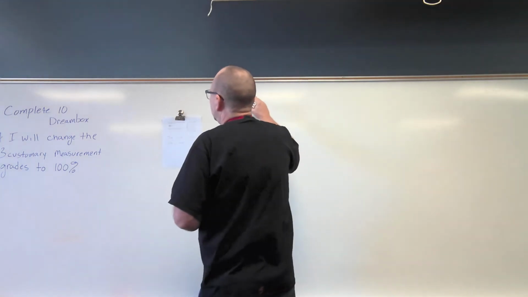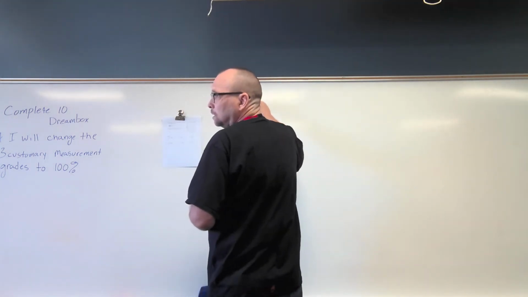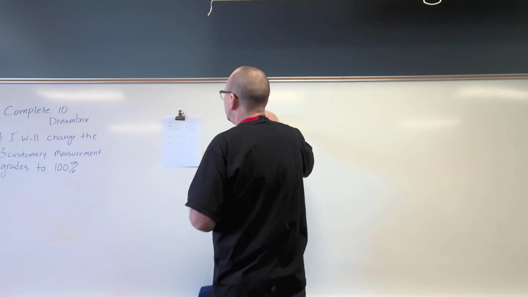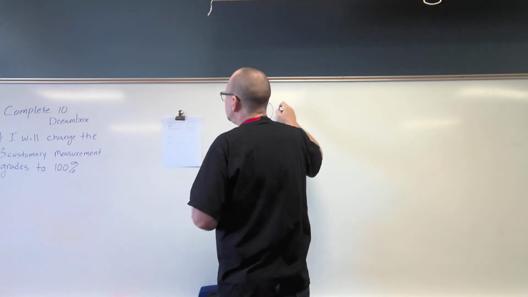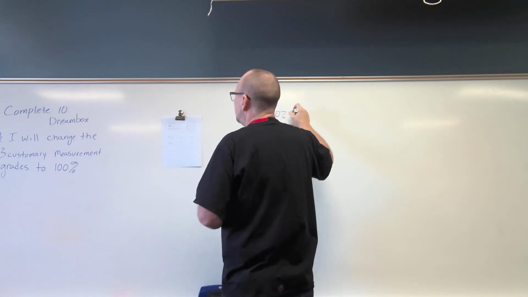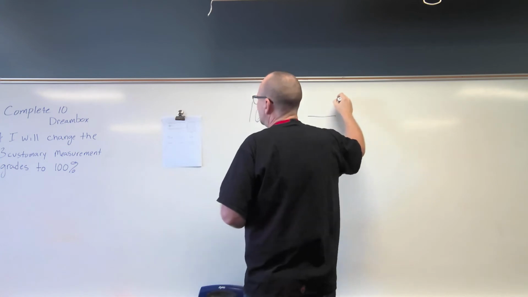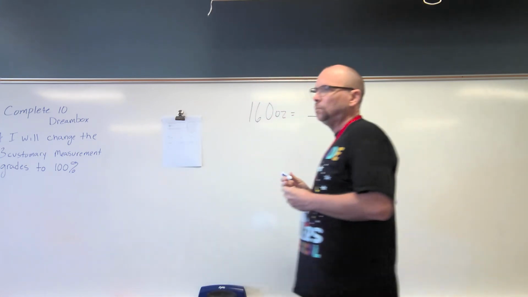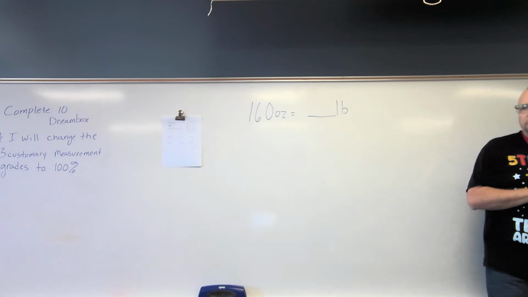So we'll say, weight. You mean customary weight? Customary weight is what I meant. 160 ounces equals blank pounds. Pounds is LB.